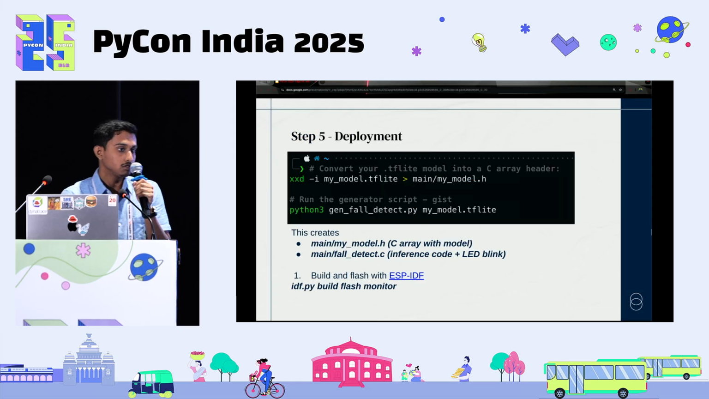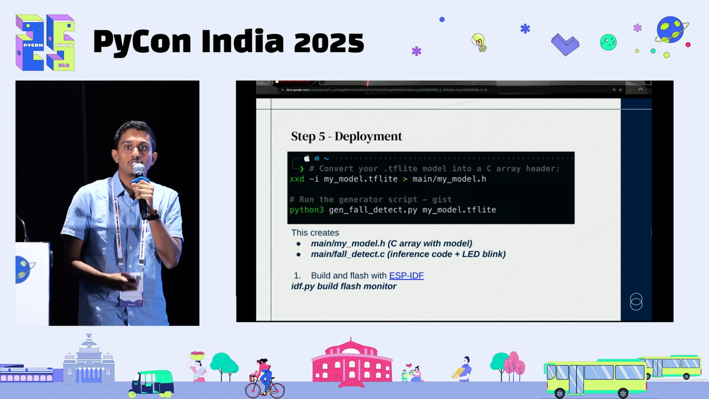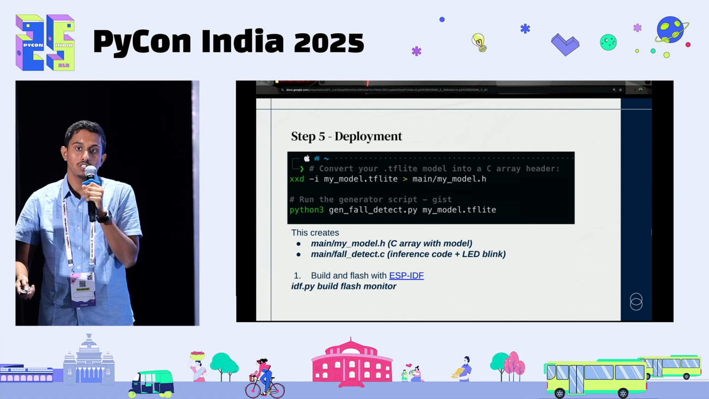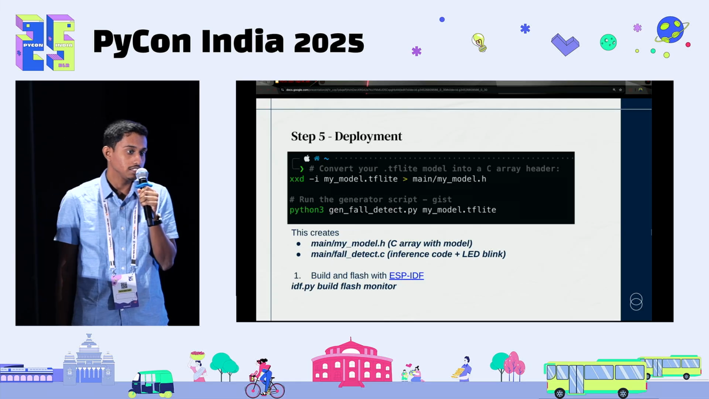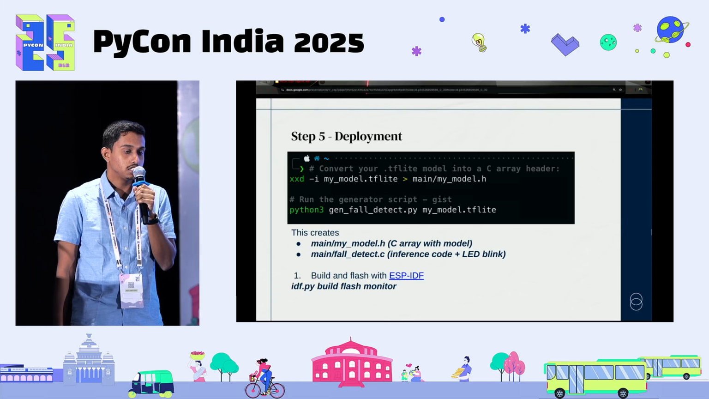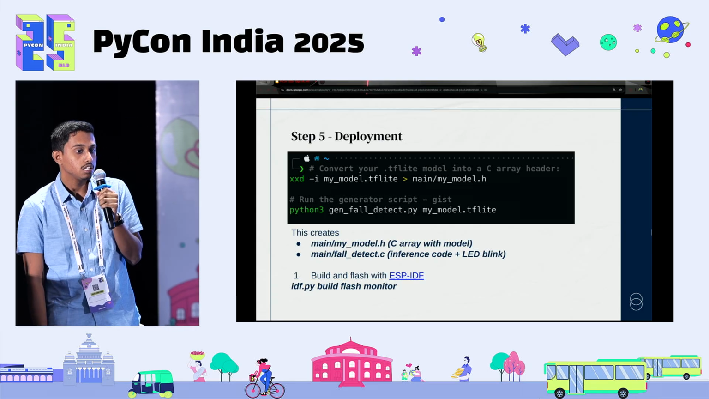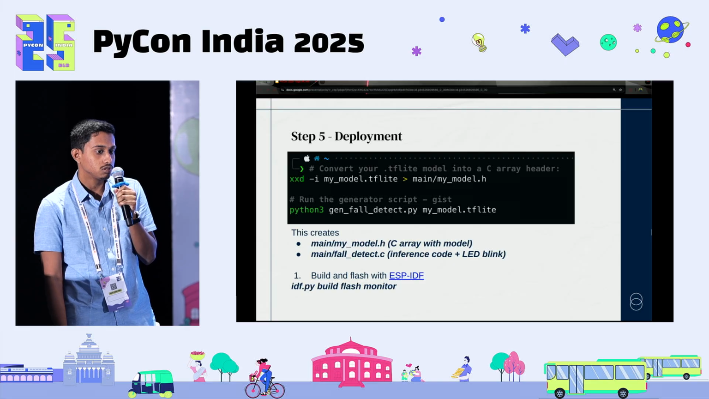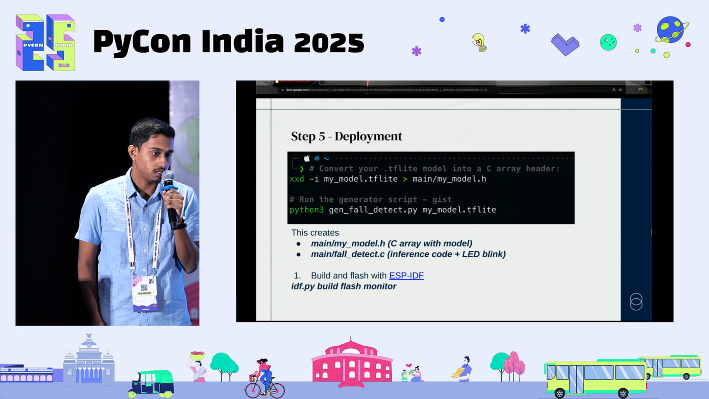Now moving to deployment. It's a bit tricky when you want to deploy something onto such hardware. So directly deploying a TF-Lite file will not work. We want to convert it into something that the machine understands. So what we'll do is we'll use one of the tools called xxd to convert it into a C array with the model. That's kind of a header file. And then we want to create one of the fault detection scripts.